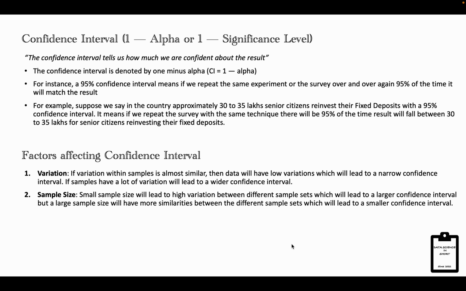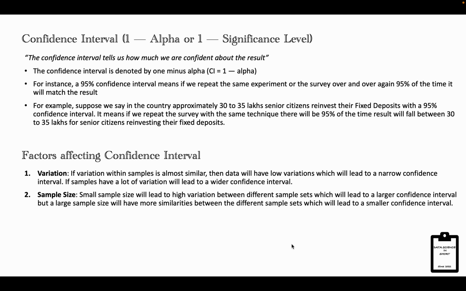For example, suppose we say in the country approximately 30 to 35 lakh senior citizens reinvest their fixed deposit, with a 95% confidence interval. It means if we repeat the same survey with the same technique, 95% of the time the result will fall between 30 to 35 lakhs for senior citizens reinvesting in their fixed deposit.